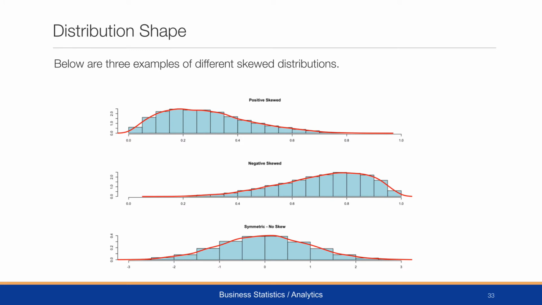Here are 3 different examples. So here we have positive skewed because the tail is to the right. The second one, the tail is to the left, so that's negative skewed. And the other one, we can clearly see that there's no skew at all.